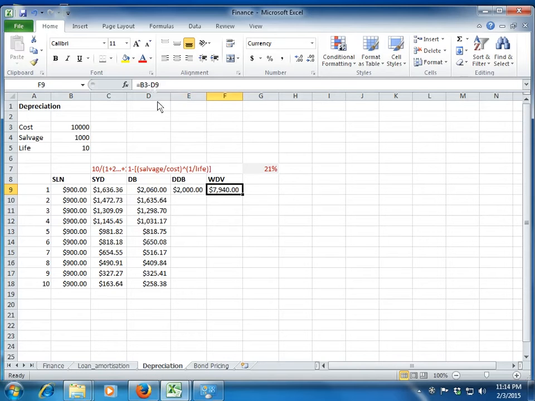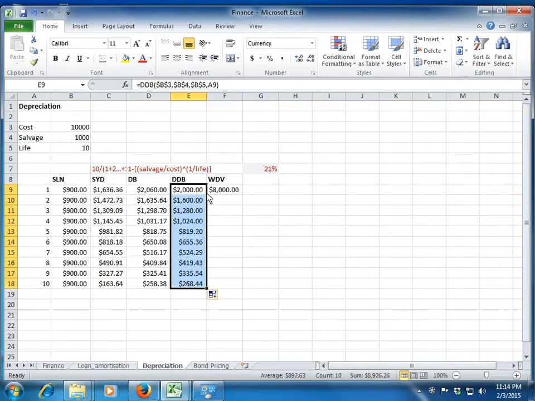Now let me compute the WDV using double declining balance method. So WDV, as you are right, is 8,000 rupees for us. Fine. In the next year, that is in the second year, I will show you that the depreciation rate will still be 20%, but it will be applied on the WDV instead of on the original cost of the asset.